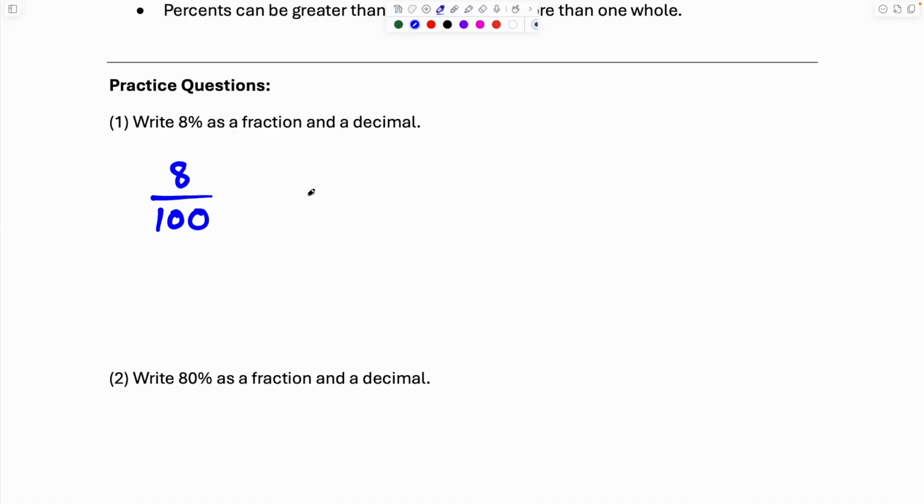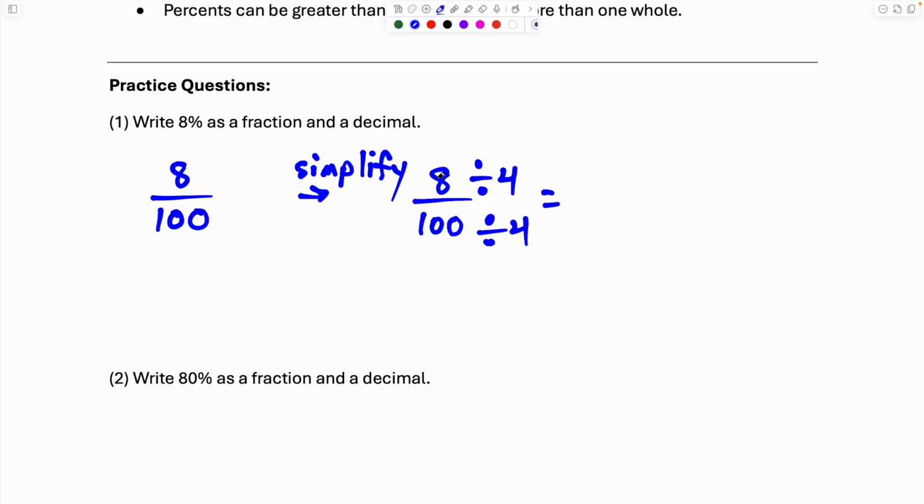If we wanted to simplify this fraction, we would divide the numerator and denominator by the greatest common factor. So let's say I divide top and bottom by 4. 8 divided by 4 is 2, and 100 divided by 4 is 25. So this would be the reduced fraction, but we weren't told to simplify here.